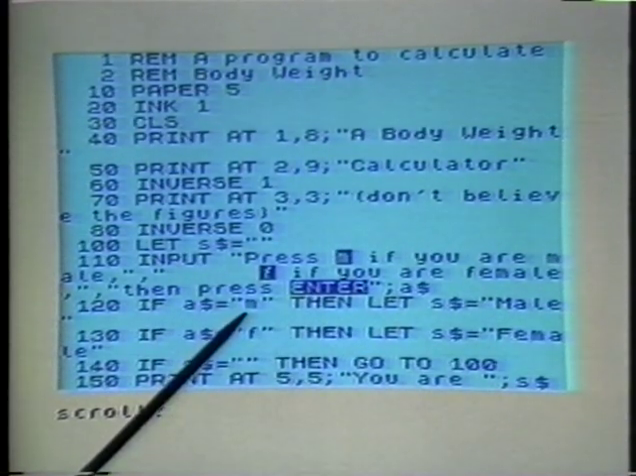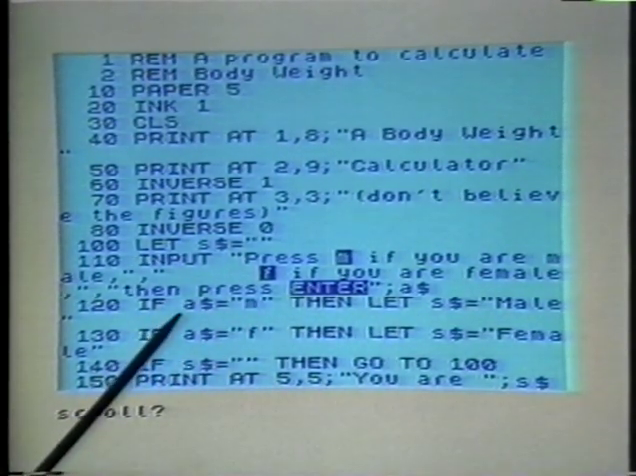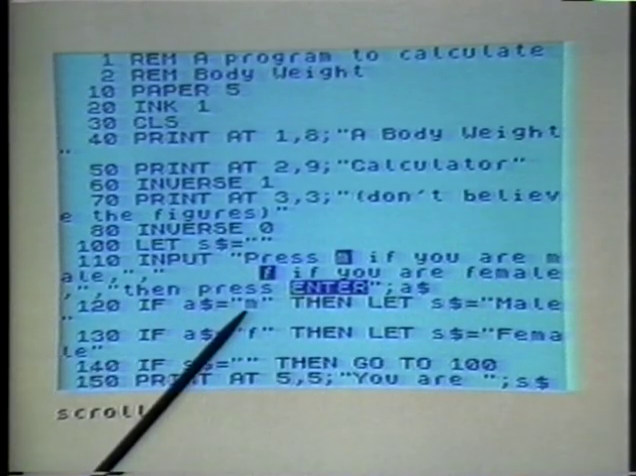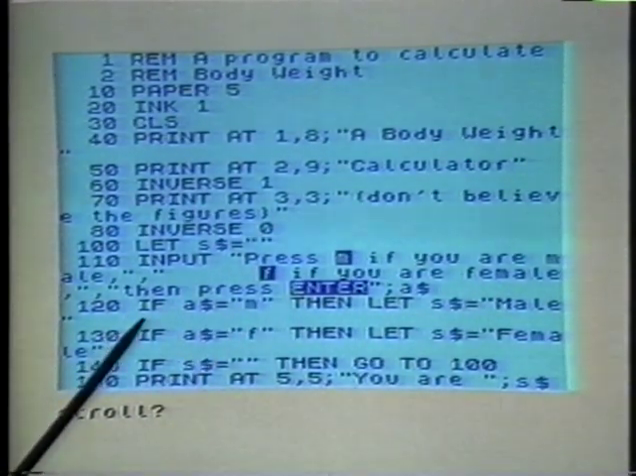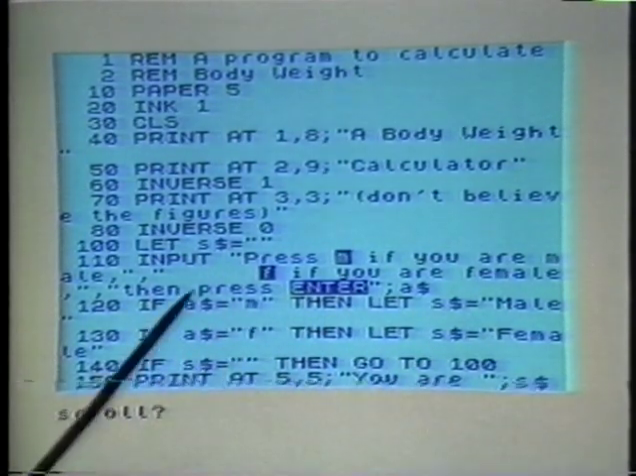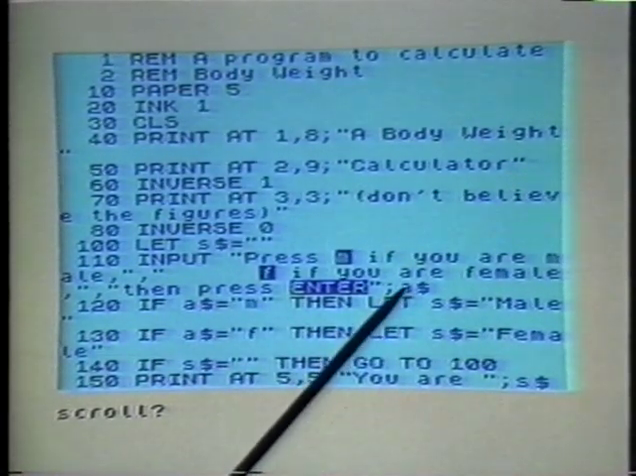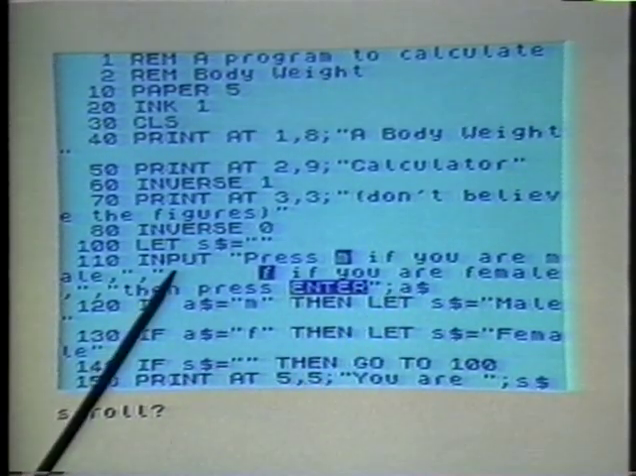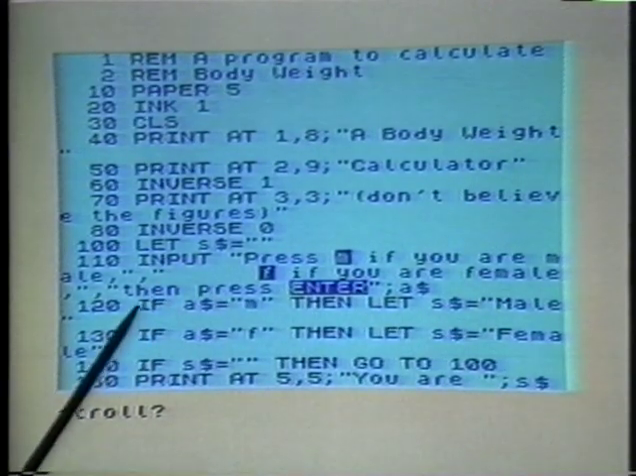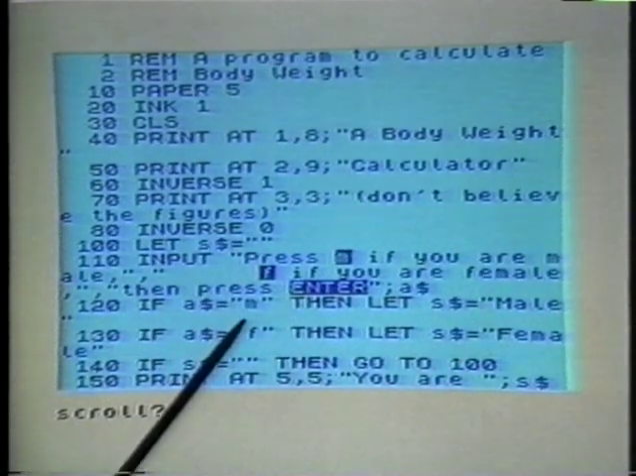Now here we're asking a question about that character that was typed in. We're saying, is the value that's in the variable A$ an M? If asks a question, and it will only do something if that gives us a true answer, a yes. So if we typed M in response to this input statement, then the if here will give a yes. Is A$ equal to M? Yes, it is. We did type an M.